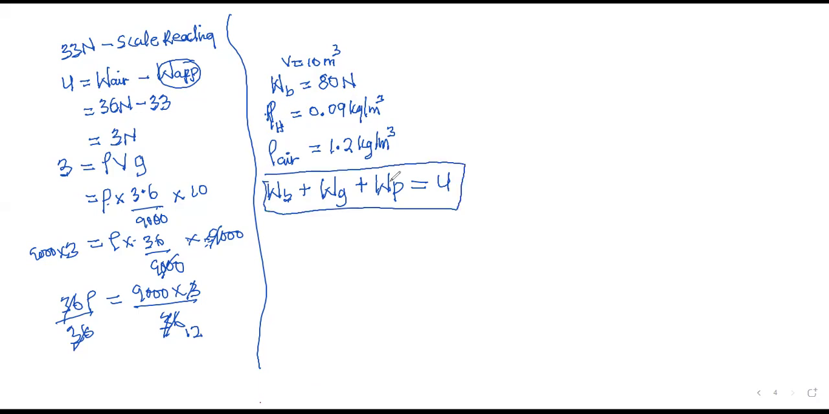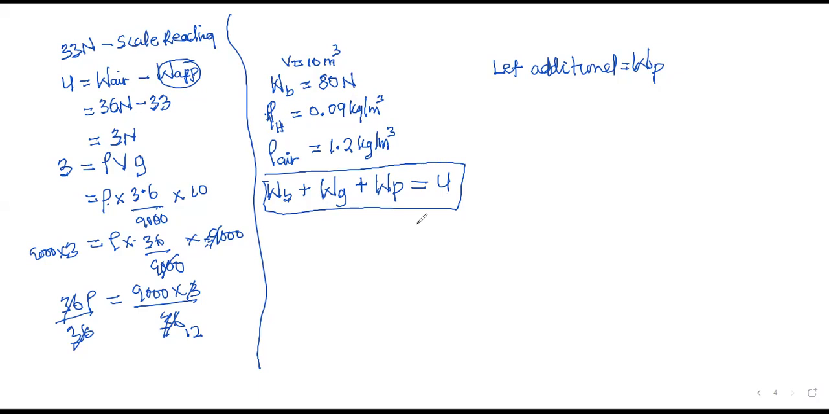And this is the principle guiding the whole thing. So we are saying let the additional weight be equal to WP. So WB is the weight of the balloon itself. WG is the weight of the gas within, hydrogen gas within, plus the weight of the additional load or people that will be put on board. All this must be equal to the upthrust. That is it. So this is the key to the question.